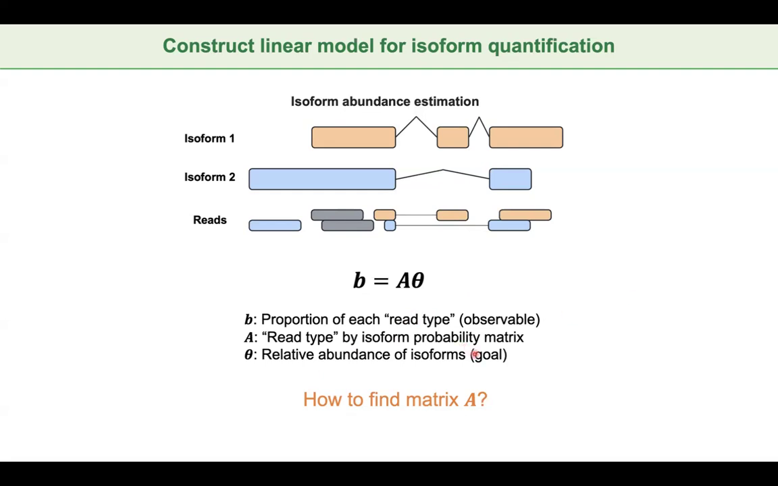So in this linear model, B is the proportion of reads in each read type. A is a matrix of probability that a type of read is originated from the corresponding isoform, and theta is the relative abundance of isoforms. After we define the read types, B would be observable, and theta is our target. So how can we find this A matrix?